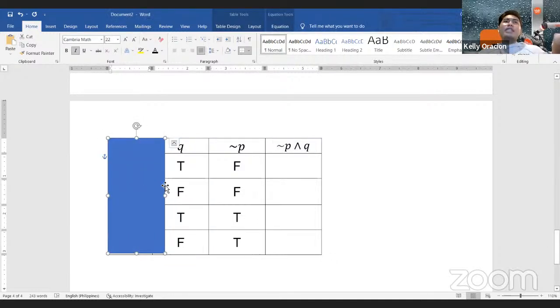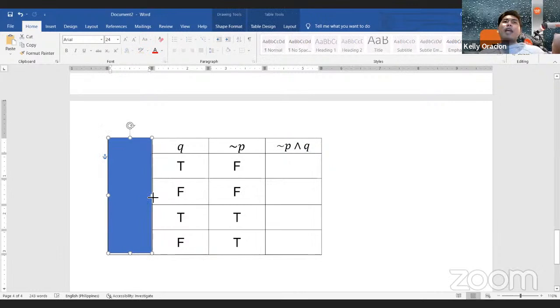Take note, the given is a conjunction. So, take note ha. Kailan nga ba magto-true ang conjunction? Pag both variables are true. Again, it becomes true when both statements are true.